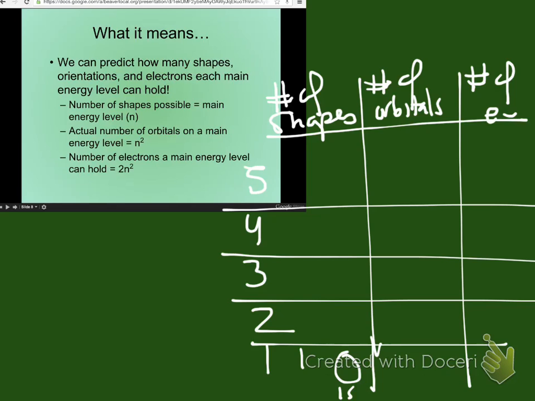On the second main energy level, how many shapes are possible? 2. So we have our beach balls, and we add to that our drumsticks, or our dumbbells, or whatever we're calling them. So we have 2 shapes. On the third main energy level, how many shapes are possible? 3. We have the beach ball, and we have the dumbbell, and we have the double dumbbell. 3 shapes.